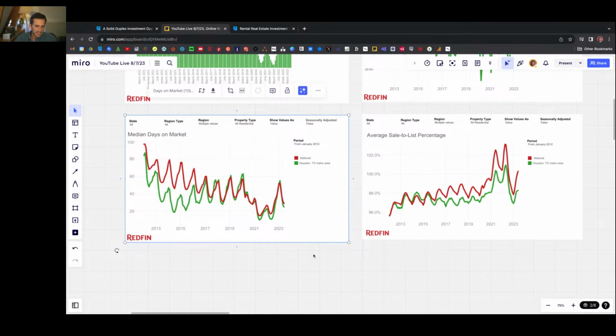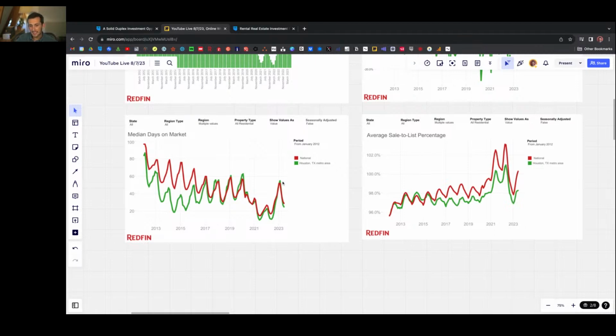And what we see here is that it has been moving back towards a seller's market in Houston, because days on market are about 25 days, which is low in a historical context, but way higher than it's been over the last few years.